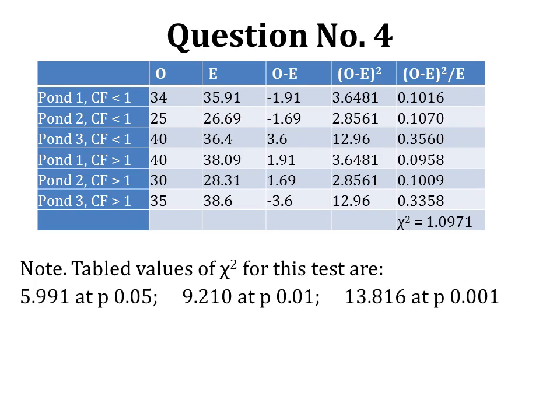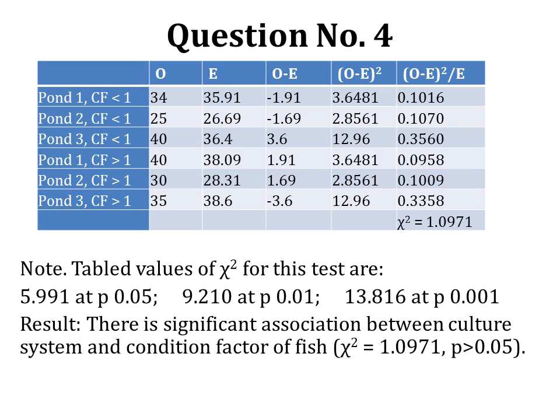Now, the table values of chi-square for this test are 5.991 at probability 0.05, 9.210 at probability 0.01, and 13.816 at probability 0.001. And the result is there is no significant association between culture system and condition factor of fish. Chi-square 1.0971, probability greater than 0.05.